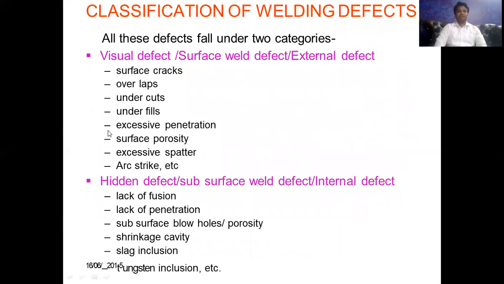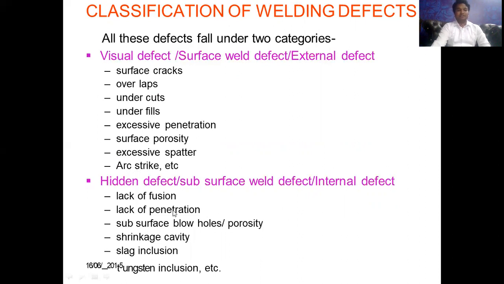Classification of weld defects. All these defects fall under two categories: visual defects, also called surface weld defects or external defects. The defects which can be seen visually without using any radiography or microscope, we call visual defects, surface weld defects or external defects. Those defects are classified as surface cracks, overlaps, undercuts, underfills, excessive penetration, surface porosity, excessive spatter, arc strike, etc. All these are classified as external defects.